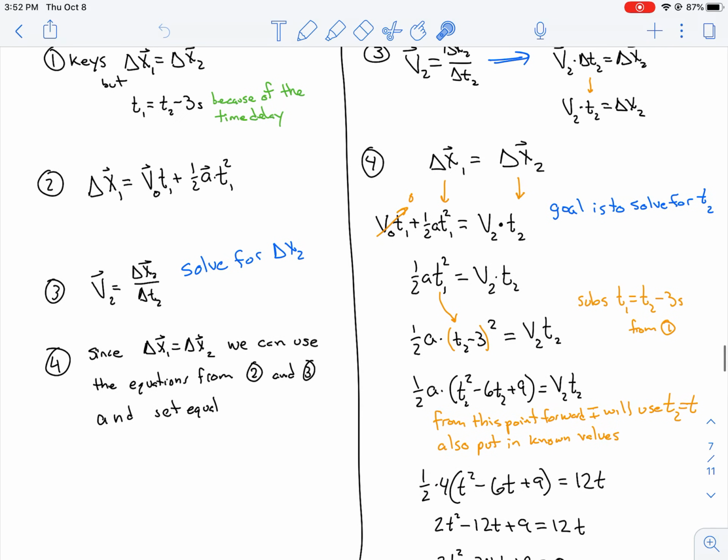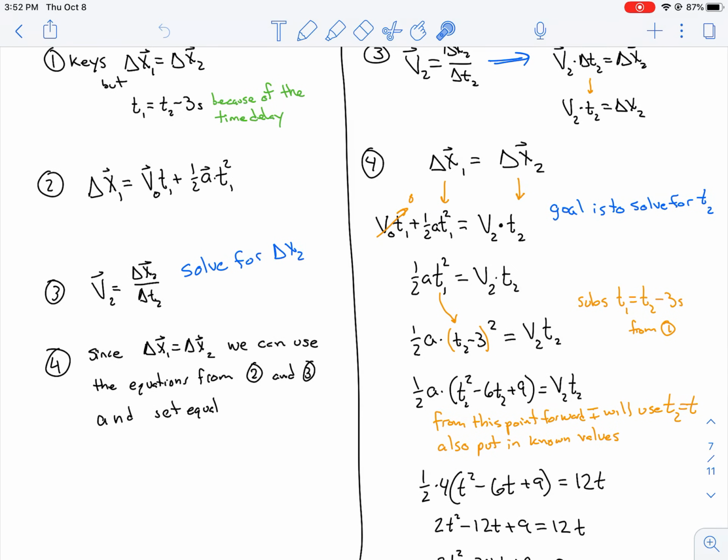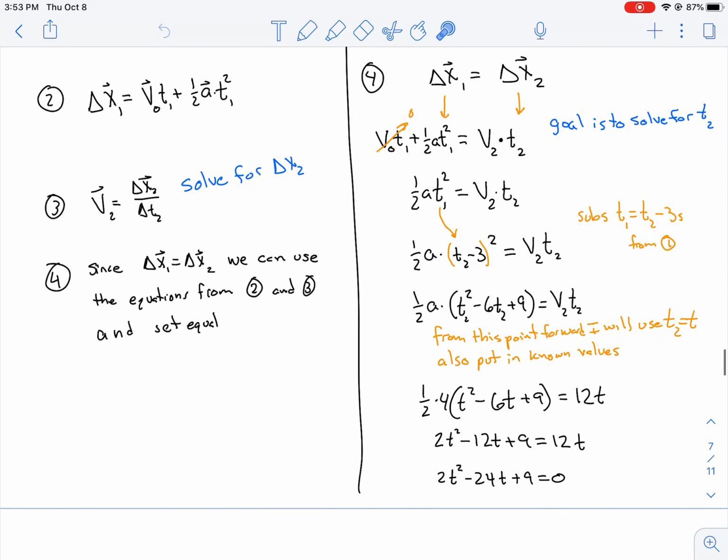From this point forward, it's really just algebra, so I'm not going to go through every little detail here. Of course, you can see this solution in the Notability folder. I'm going to stop, and look at our second way to think about this in just a moment.